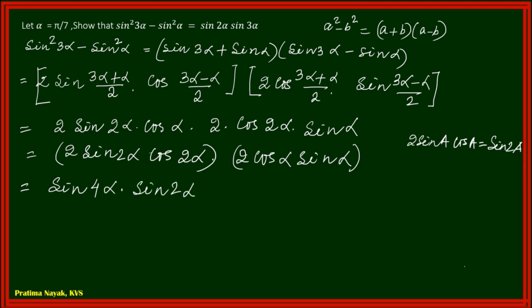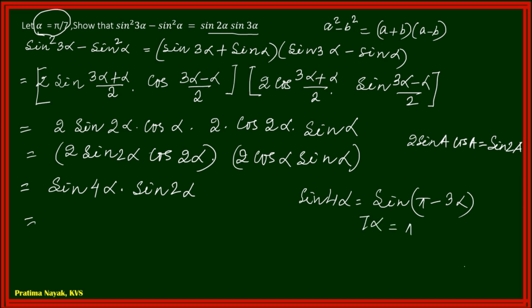Now the result is ready. Why? The result given is sine 2 alpha multiplied by sine 3 alpha on the RHS, but I am getting sine 4 alpha and sine 2 alpha. Is it wrong? No. Why can it not be wrong? Because sine 4 alpha is the same as sine of pi minus 3 alpha, because alpha is equal to pi by 7, or 7 alpha is equal to pi.